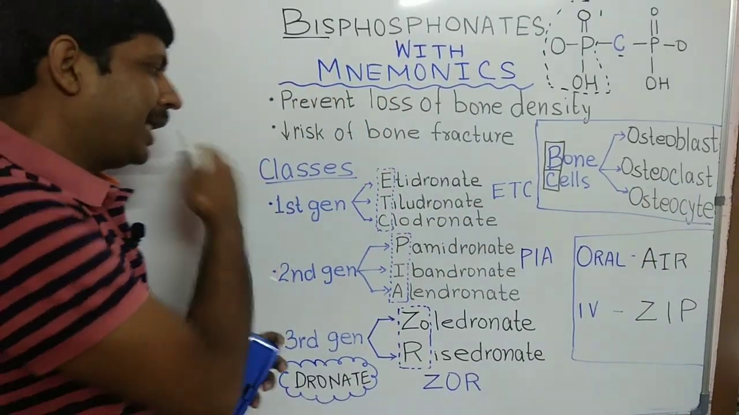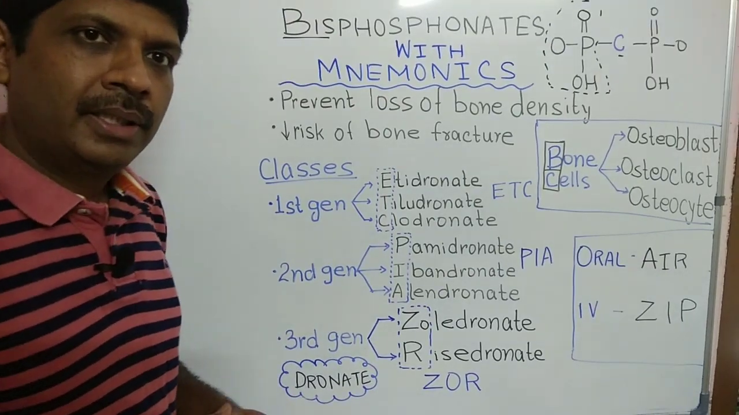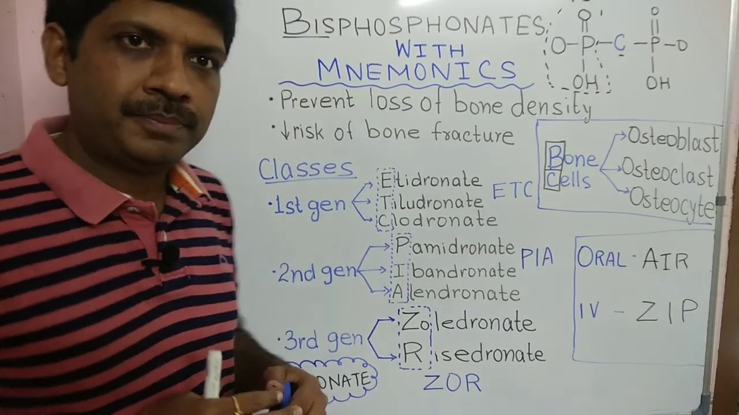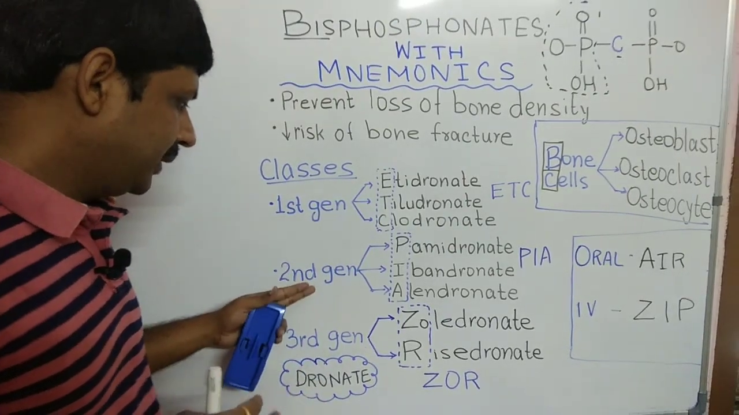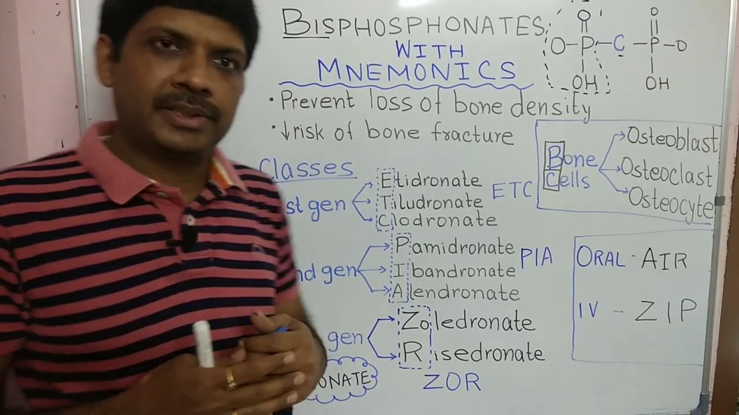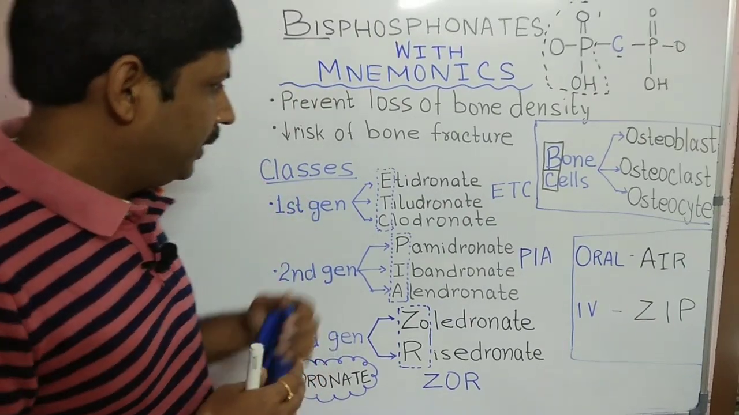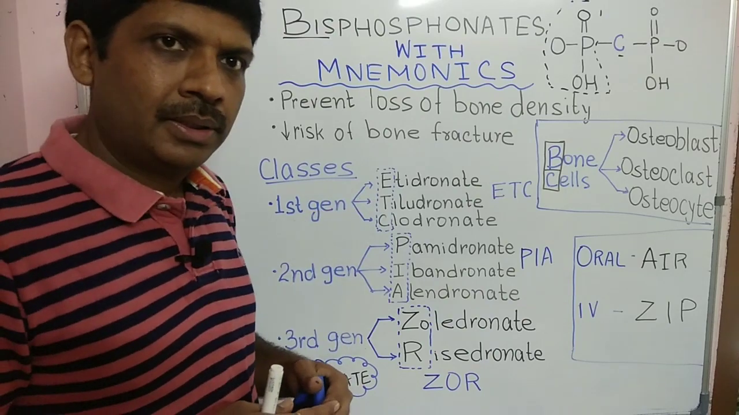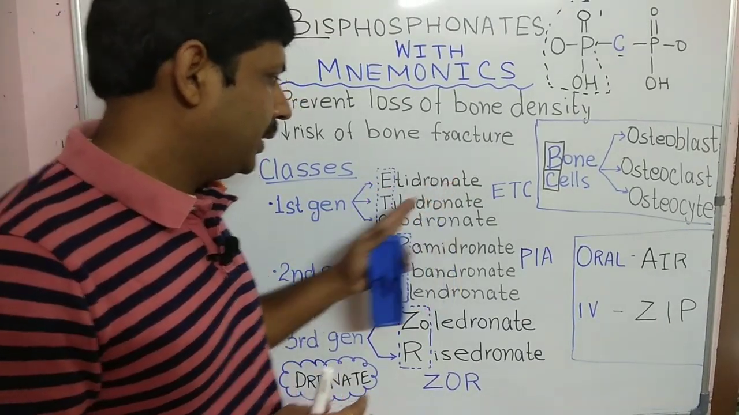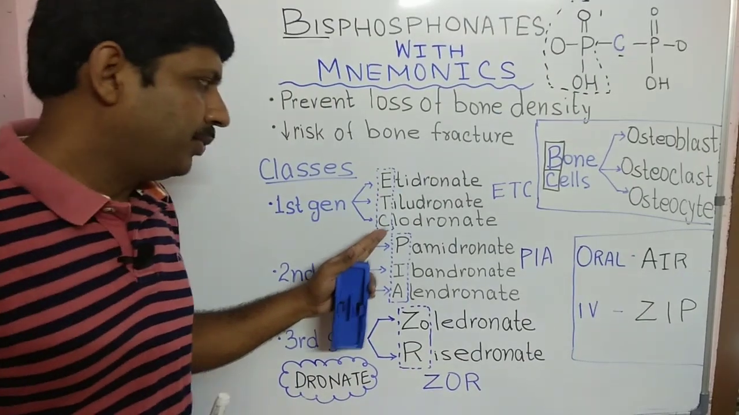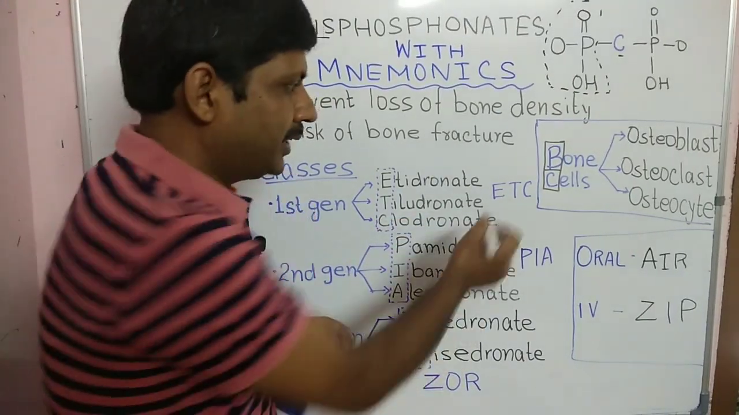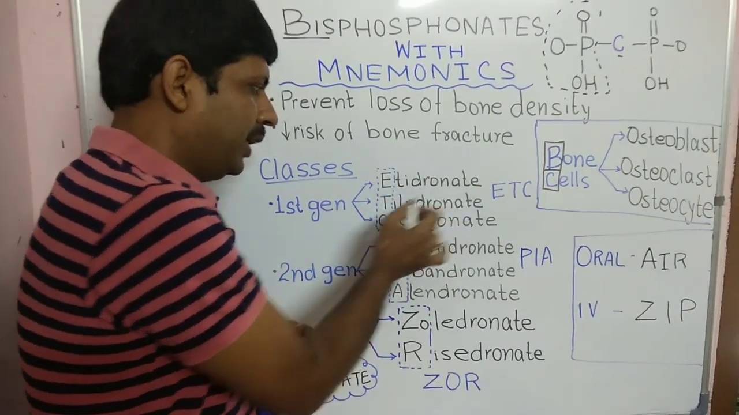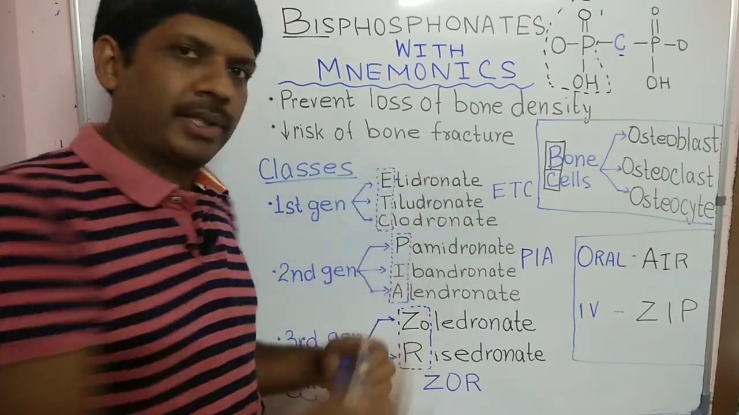The next is the classification of the drug. Now the bisphosphonates are classified into three major groups: first generation, second generation, and third generation. The examples of the first generation group are ETC. That is E for etidronate, T for tiludronate, and C for clodronate. So you can just remember ETC.